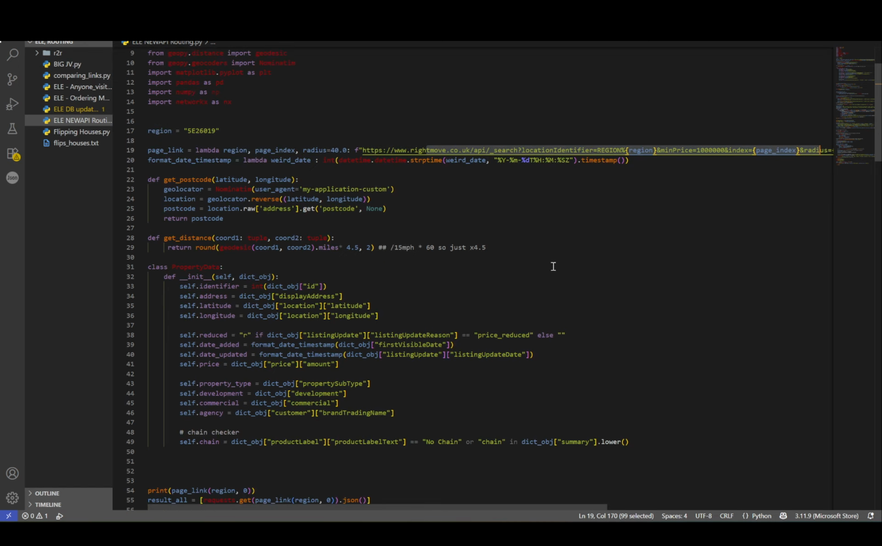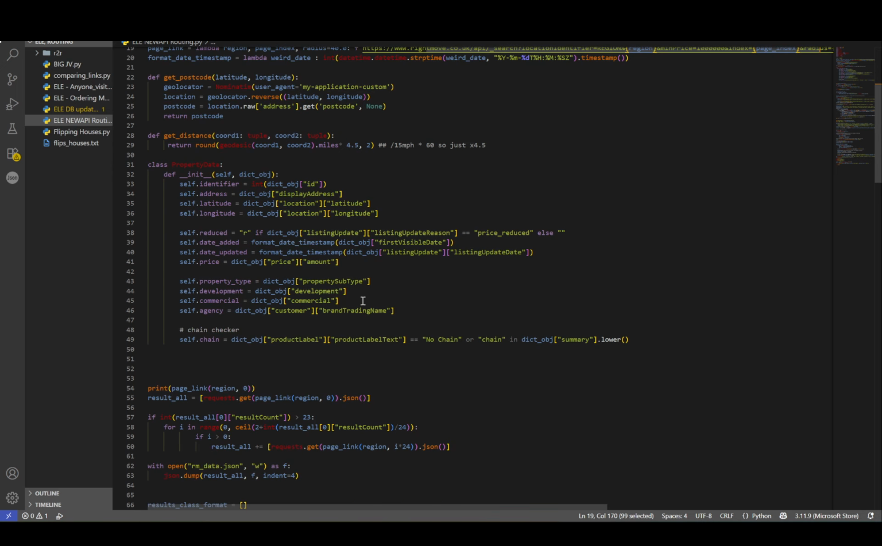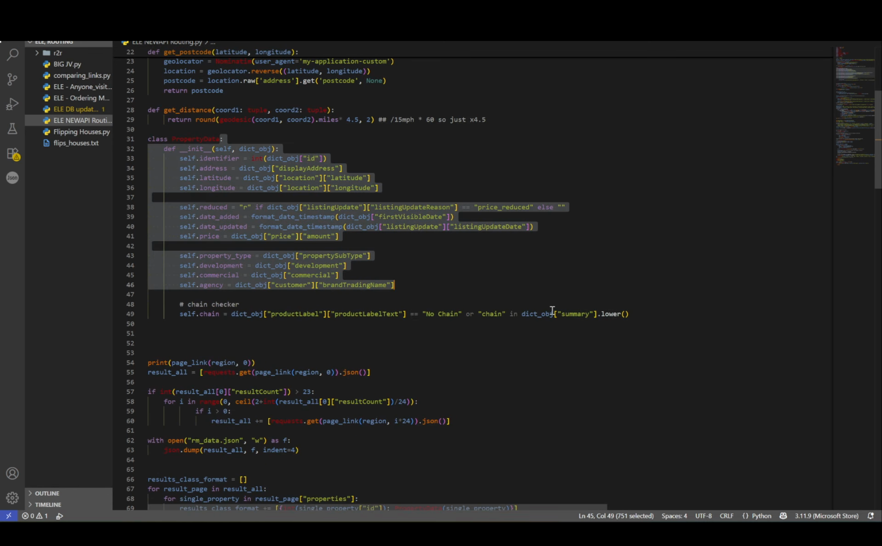I made sure it was meeting my criteria, making sure it wasn't a commercial property and it was a residential property, and whether it was chain or not, so I know if somebody's going to be in the house. If it was a no chain property, then it's most likely going to be a vacant property, so there's no point in me going there and trying to speak to someone. So it's just those criteria.